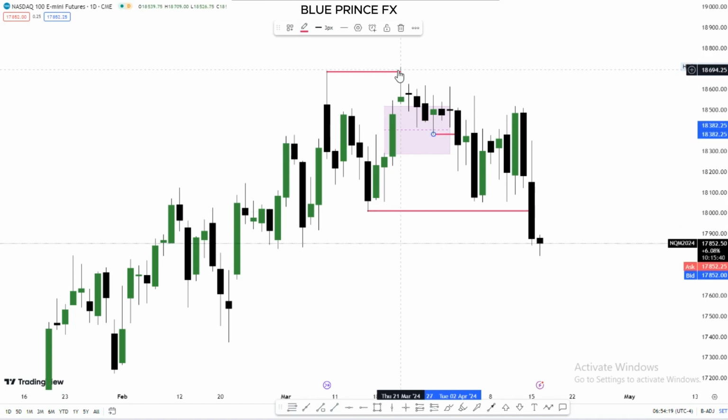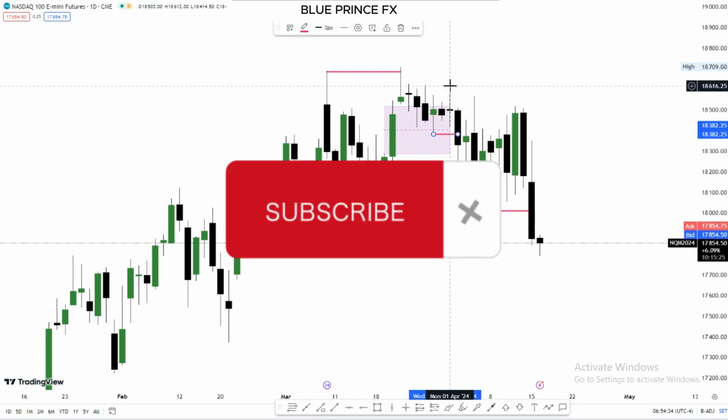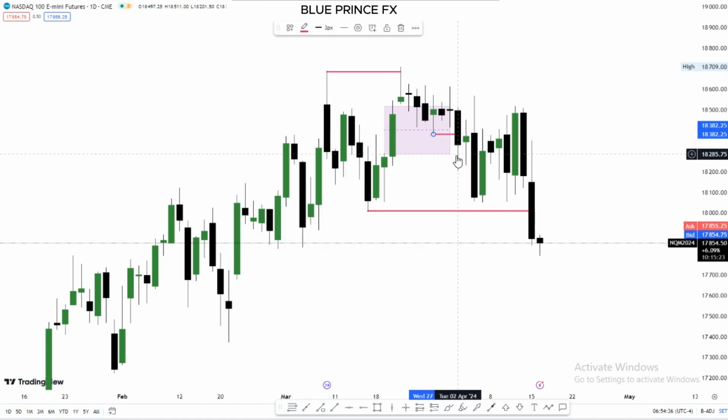The first indication: the market failed to make a higher high with a displacement. The second confirmation: the market failed to make a higher high. Here, the market failed to displace above this high. Here, the market failed to make a higher high. And now, after making this lower high, the market made a lower low by breaking this structure to the downside. So now this is our third confirmation.